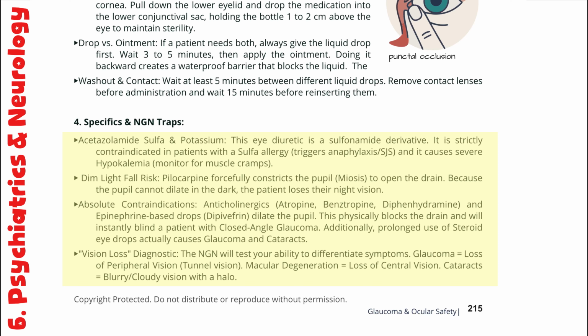Acetazolamide is a sulfonamide, contraindicated with a sulfa allergy, and it causes hypokalemia. Pilocarpine constricts the pupil, which kills night vision. Anticholinergic and epinephrine-based drops dilate the pupil and can actually blind a closed-angle glaucoma patient. Steroid eye drops themselves can cause glaucoma and cataracts with long-term use.